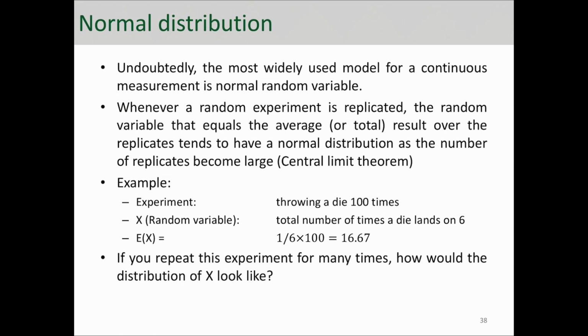If you were to repeat this experiment many times, how would the distribution of X look? So if you were to repeat this experiment, you would throw a die 100 times, and then you record X, and then you would throw the die 100 more times, and you record X. How would the distribution of X look?